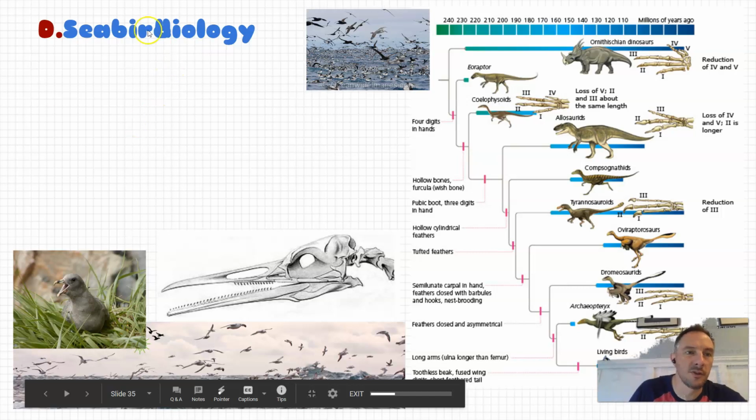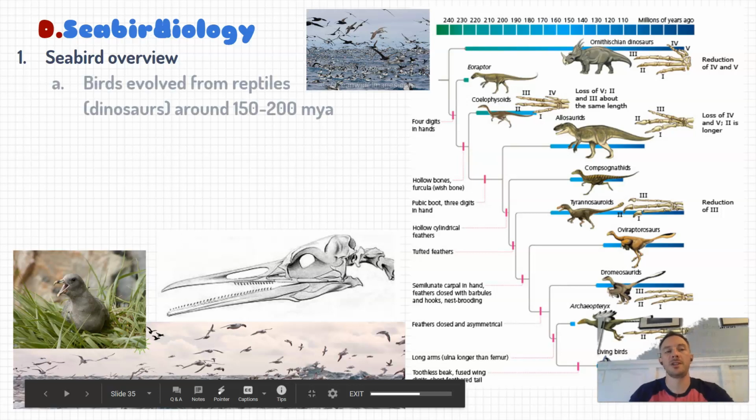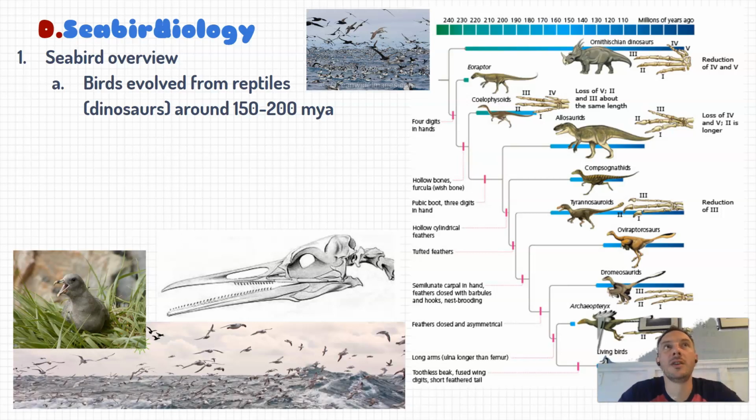Seabirds. I apologize for my fonting up here at the top. It's a little sloppy there. Okay, so just an overview of seabirds and birds in general. So birds are a type of vertebrate, right? There's 7 different classes of vertebrates. Vertebrates are a phylum within the animal kingdom.